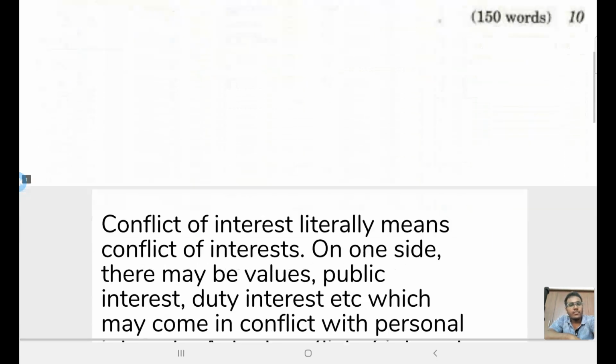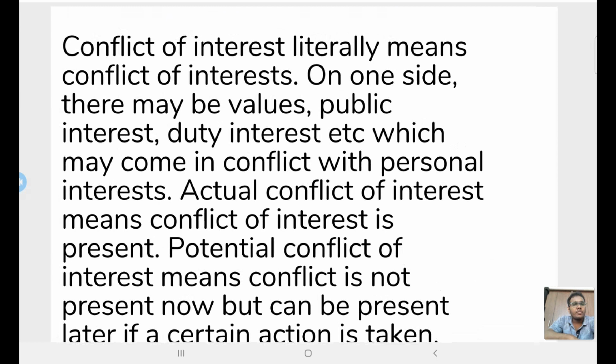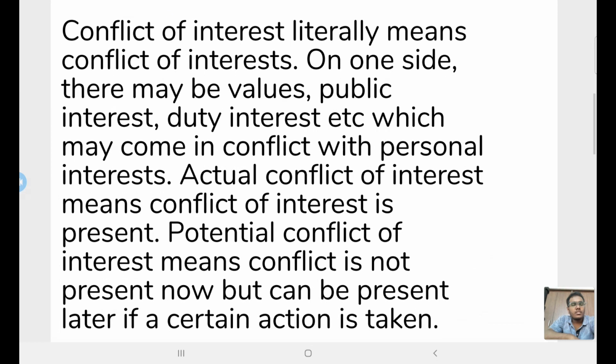Let us see. Conflict of interest literally means conflict of interest. So what interests come into conflict? On one side, there may be values, public interest, duty interest, etc., which may come in conflict with personal interest. Actual conflict of interest means simply conflict of interest. That means if conflict of interest is present, it is actual conflict of interest.